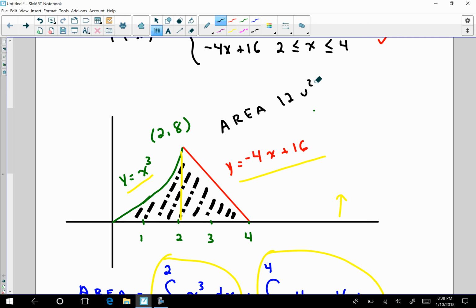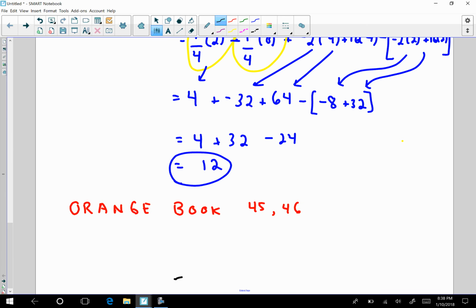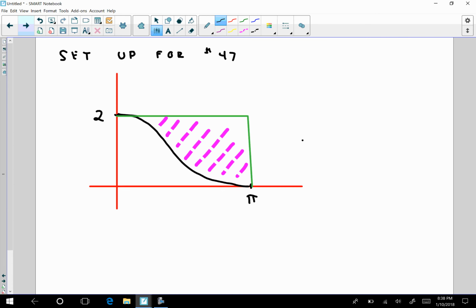That particular example will help you with number 45 and number 46. If you need to pause the video, go right ahead. If you need to rewind it, that's okay as well. Let's look at our next example here.